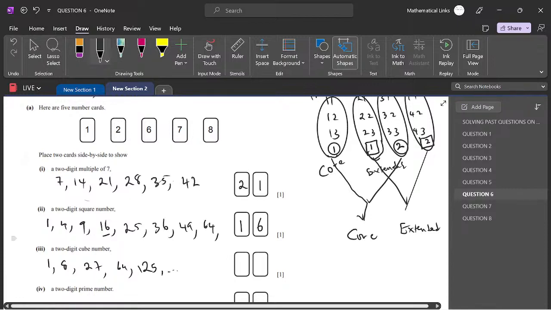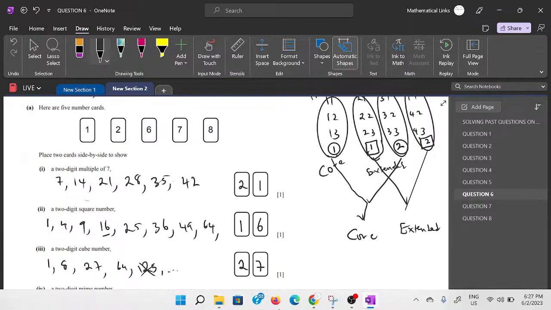So let's see, the first 2-digit one here is 27. Can we form 27 from the given cards? Yes, 27. Okay, which other one? Can we form 64? No. Obviously you cannot use 125 because it is a 3-digit number. Okay, so the available option here is 27. So the next one will be a 2-digit prime number.